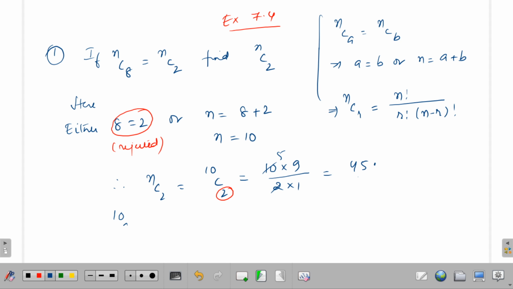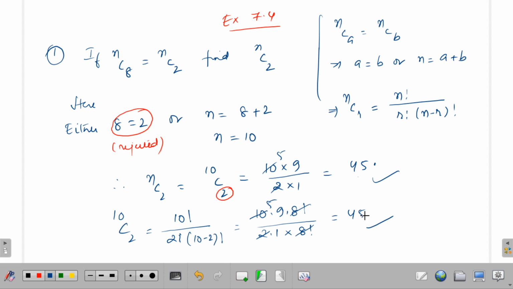I'll get here 10C2. It means 10 factorial divided by 2 factorial, and I got here 10 minus 2 factorial. So 10 minus 2 is 8. So factorize 10 until you get 8: 10, 9, 8. And similarly, 2 into 1 and then into 8 factorial. You can cancel 8 factorial, 8 factorial, same thing, 2, 10, 5. So I got the answer to be 45. So both are correct only. So do remember, always try to do it in an easy manner all the time, like this one. Okay, we'll learn later on, more questions to come, so don't hesitate over here.